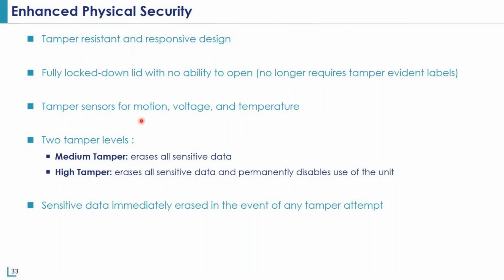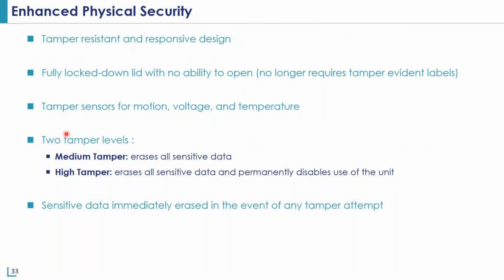You have sensors for motion, voltage, and temperature as well. For the temperature sensor, we have defined an operational range: in the data center, if the temperature is too high or too low. Similarly for voltage, if the voltage is too high or too low. For motion, we have configured the degree, how much tilt you can do for your payShield 10K. If any of these three sensors is triggered, this is again considered a tamper event.